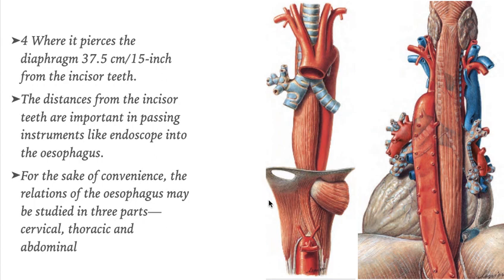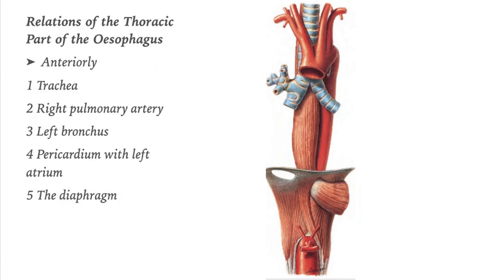For the sake of convenience, the relations of the esophagus can be studied in three parts: the cervical, the thoracic, and the abdominal. Relations of the thoracic part of the esophagus. Anteriorly, we have the trachea, the right pulmonary artery, the left bronchus, the pericardium with the left atrium, and the diaphragm.